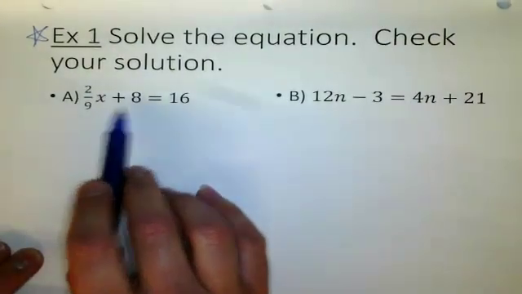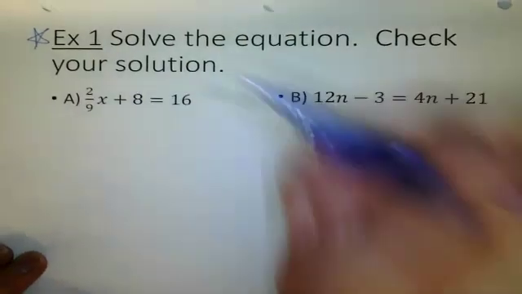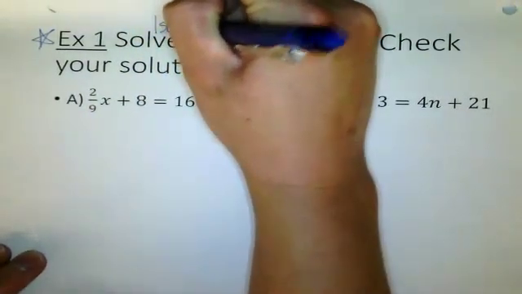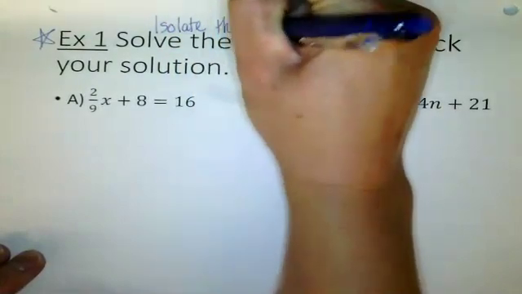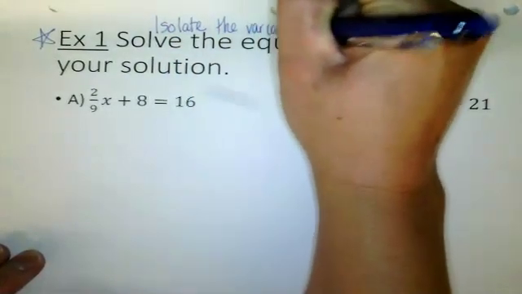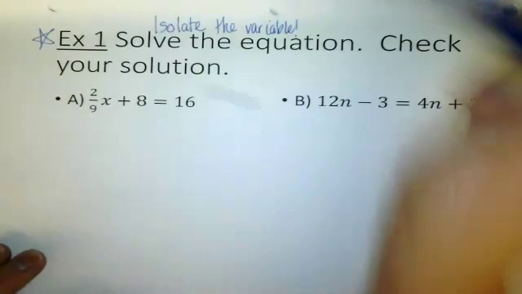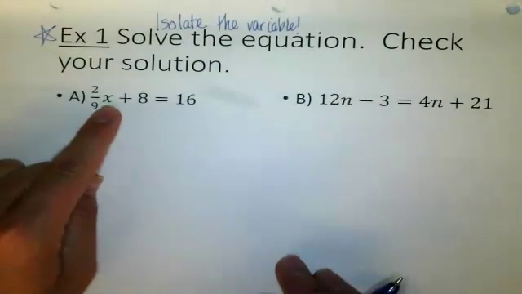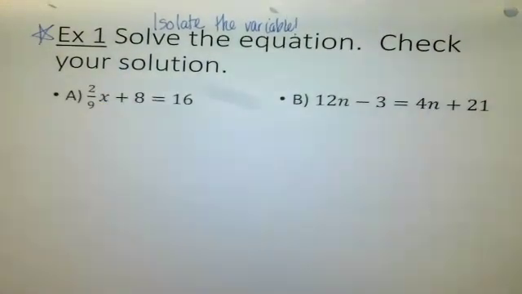We have 2/9 x plus 8 equals 16. When we're solving an equation, our goal is to isolate the variable. And so if we want to isolate the variable, what is a variable? A letter, the unknown. Yeah, in this case, x. Over here, it's an n. It's whatever letter. We're trying to figure out the unknown. So good. So we want to try and isolate that x.